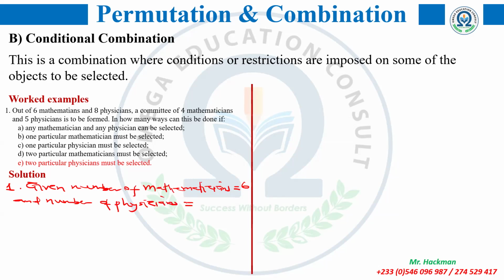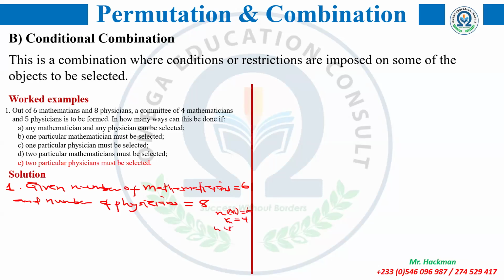And what's the number? 8, am I right? Okay, so there again, if you want to do your rough work, your number of M for mathematicians, that is what? 6. And how many are you selecting out of your R, so let me use R sub M, will be equal to, in this case, it's supposed to be made up of 4 mathematicians.